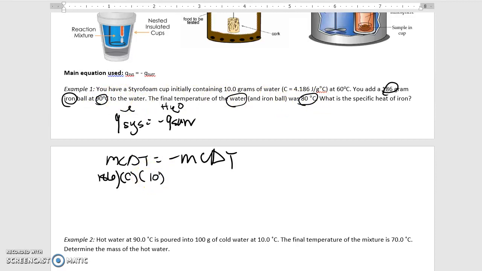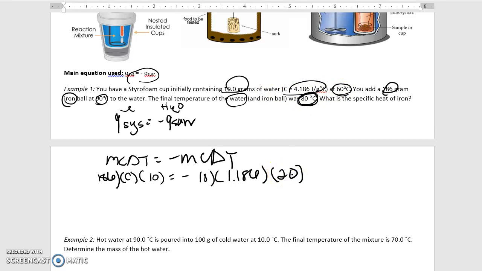All right, now, looking on the other side, I have my negative sign just from the equation up here. The mass of the water we were given is 10, so 10 grams is plugged in here. This is our C value. I'm going to plug that in, 4.186. Our delta T, we know that the initial temperature of the water was 60. The final was 80. So 80 minus 60 is 20.